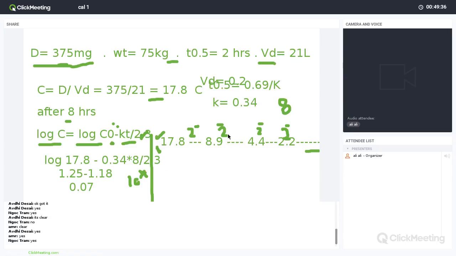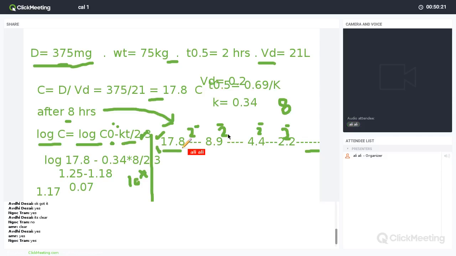Okay, so now we will try it. It will be 0.07, it will give me 1.17. So this is the same equation, giving me 1.17 as a plasma concentration after 8 hours. This is very complex. Using the half-life method, as you see here, is time saving, accurate, and very simple.